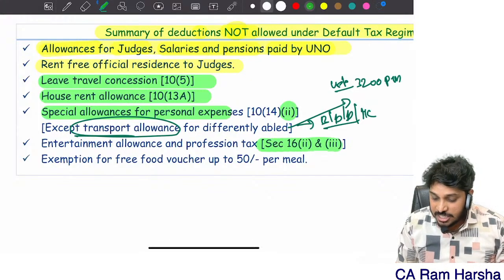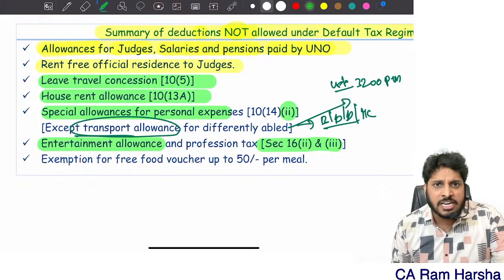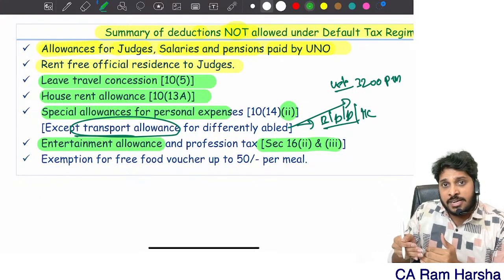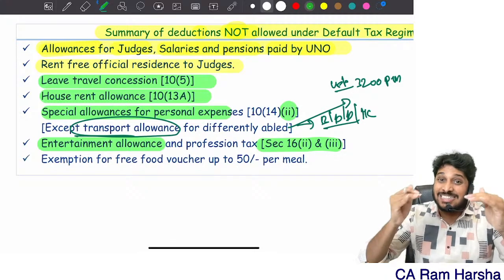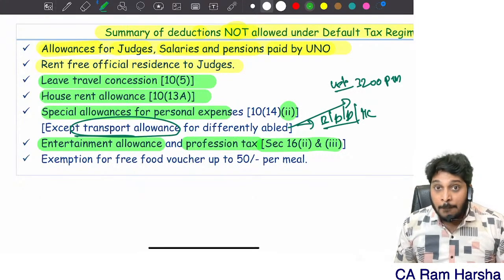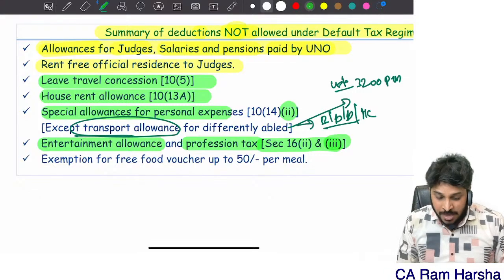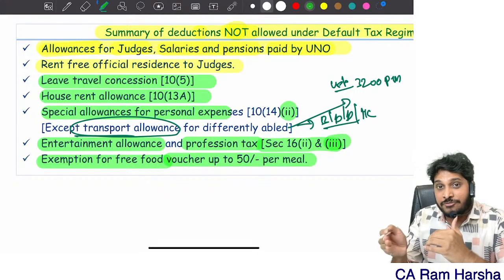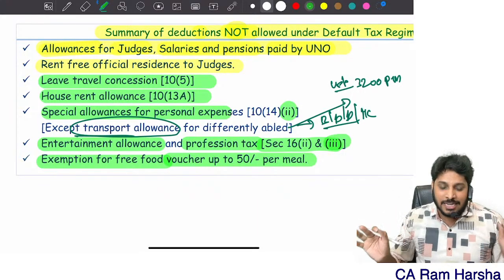Further, under section 16, entertainment allowance is there only for government employees. Once you receive entertainment allowance, it is first taxable under salaries, then deduction can be claimed by a government employee. That deduction under default tax regime is not available. Further, profession tax paid deduction is also not available for default tax regime. Then exemption for free food up to 50 rupees per meal. Remember, the employer giving the employee free food up to 50 rupees per meal, the voucher is exempted. That exemption is not there in the default tax regime.